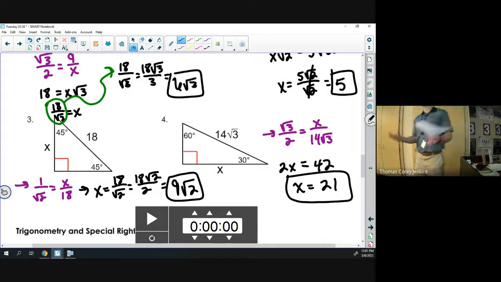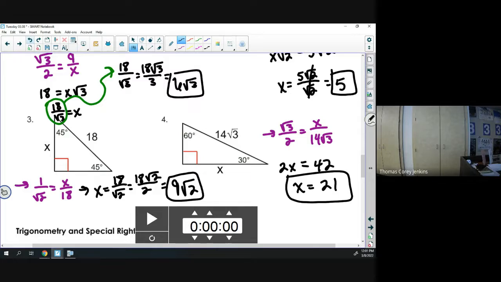By no means is how I'm showing you this the only way to do it. I'm showing you a very rigid process. You can also use your good number sense and problem solving skills. So let me talk you through number 4 a different way. I just showed you how to get x equals 21 the way we've thought about it. You could also think through it this way.